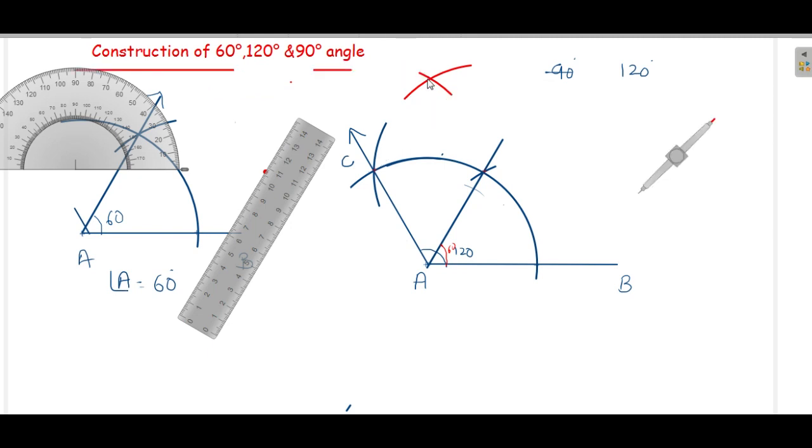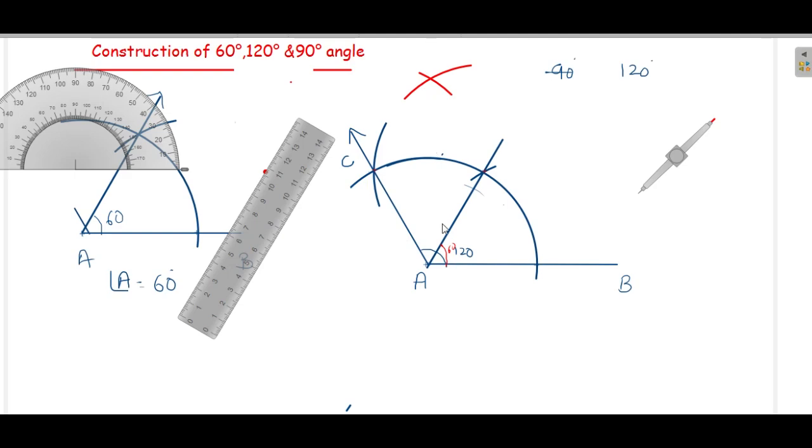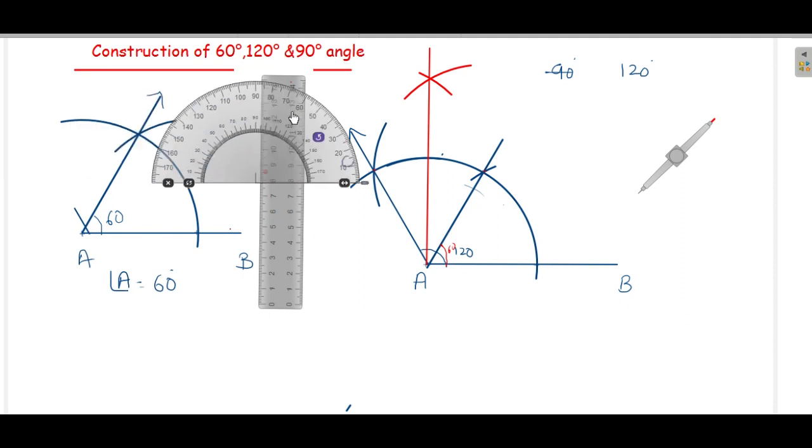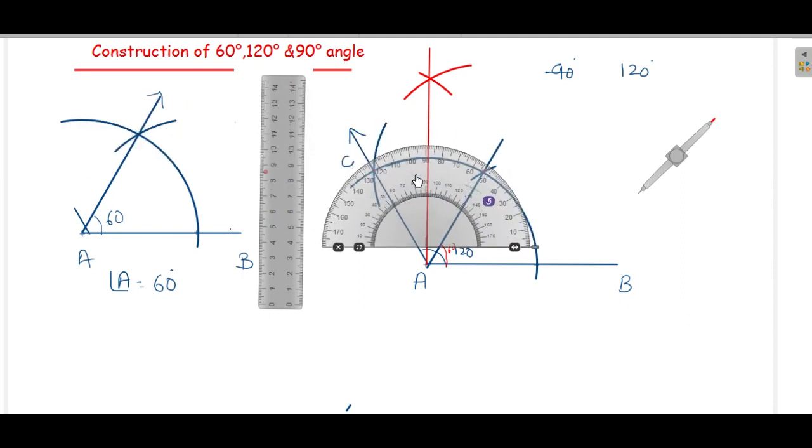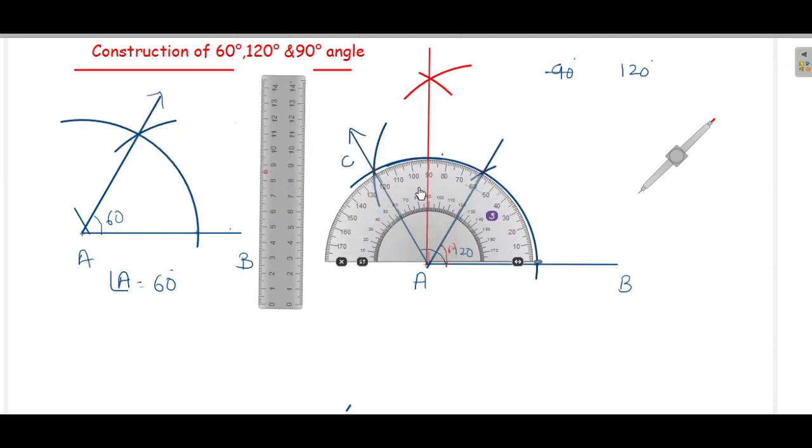If we join this point to point A, we will get a ray making an angle 90 degrees with AB. Let us join that. Let's check whether this red line is making 90 degrees with line AB or not. If you place the protractor here, as you can see, it is making exactly 90 degrees with the line AB.